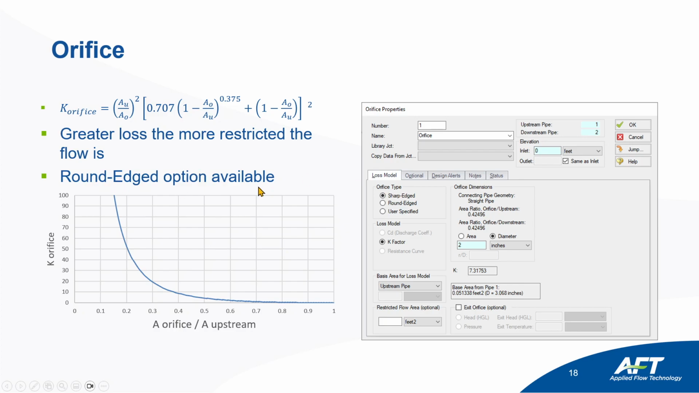We also have a round-edged option available. This is where you just simply put the inner diameter or the inner orifice dimensions. It will then determine the ratio between the upstream pipe and the orifice, and then calculate a K factor, a loss coefficient for that point.